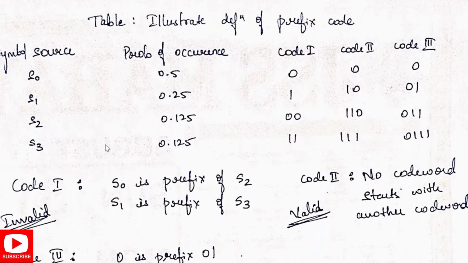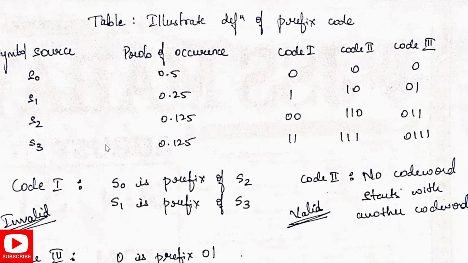We have source symbols like this, and the probability of their occurrence is just an example. Let me code it then. In code 1, I'll be coding as 0. For this it is 1. For this it is 0, 0 and 1, 1. Here 0, 1, 0, 1, 1, 0, 1, 1, 1. Here 0, 0, 1, 0, 1, 1, 0, 1, 1, 1.